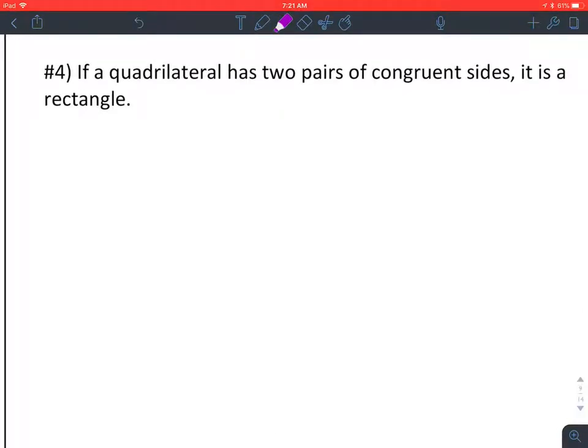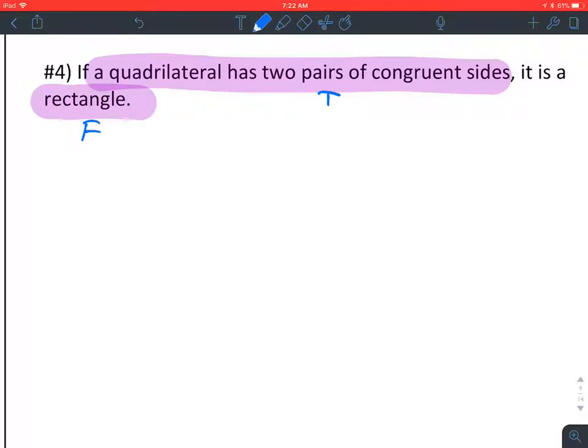Number 4, if a quadrilateral has two pairs of congruent sides, so that part's supposed to be true, then it's going to be a rectangle. That part is supposed to be false. So I could draw a parallelogram, and I could have two pairs of congruent sides. And as long as the angle is not 90, then it's not a rectangle. That's a counterexample. Makes the hypothesis true and the conclusion false.